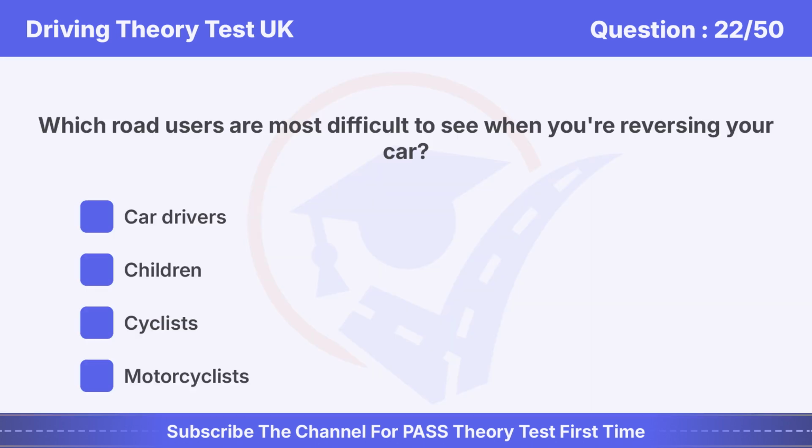Question 22. Which road users are most difficult to see when you're reversing your car?